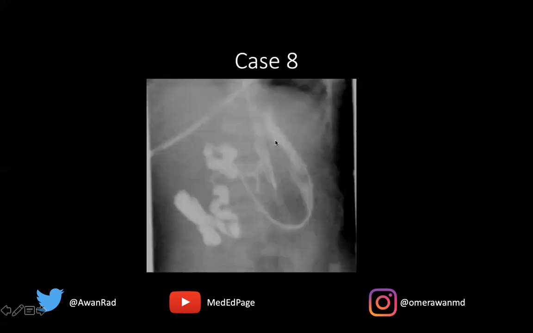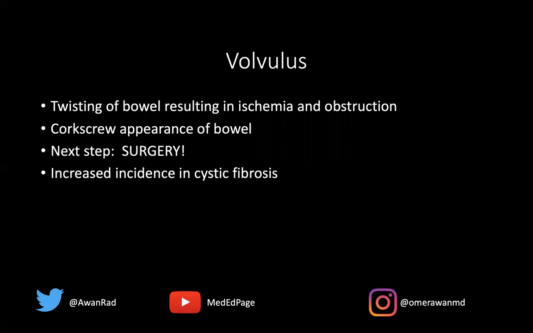This is an upper GI series opacifying parts of the bowel. So this is the stomach here. This is the proximal intestine here. This bright stuff is contrast in it. Notice this corkscrew appearance to the bowel here, particularly the small bowel, right? The duodenum here. This is characteristic of what volvulus would look like. This corkscrew appearance of twisting of bowel results in ischemia and obstruction, right? The next step, if they were to ask, would be surgery. This is a surgical case, right? This has an increased incidence in cystic fibrosis, which you should know about for the shelf exam as well.